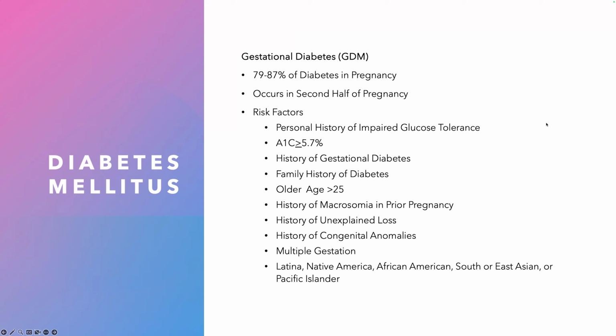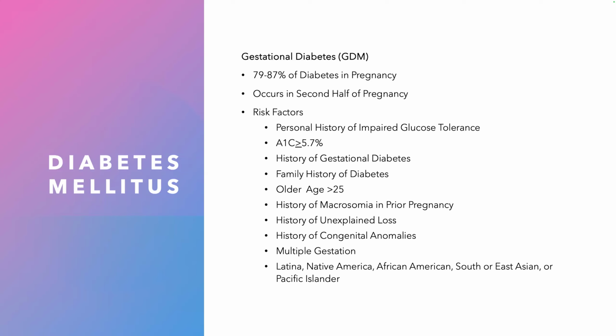So as you can see, gestational diabetes is 79 to 87% of diabetes in pregnancy. So this is the majority of the diabetes that we're going to see. And so really this is insulin resistance first documented in pregnancy. And again, that HPL hormone plays into this, but these patients are at risk for diabetes, specifically type 2 diabetes later in life. So this occurs in the second half of pregnancy. It does not occur until that HPL really ramps up.